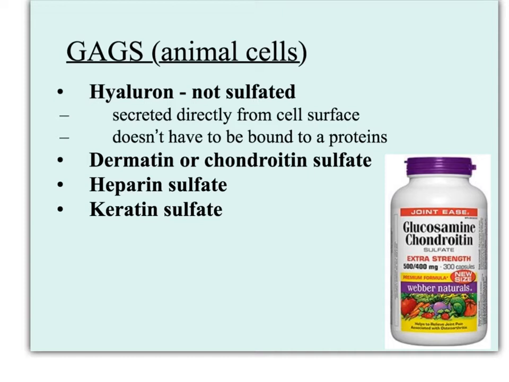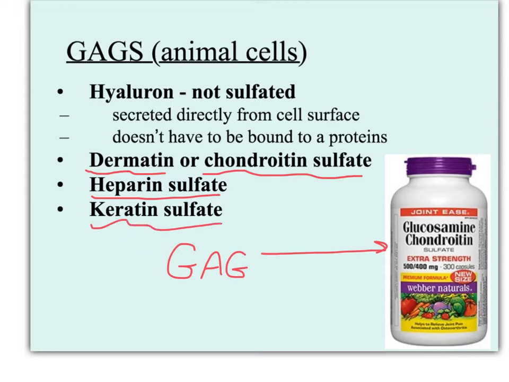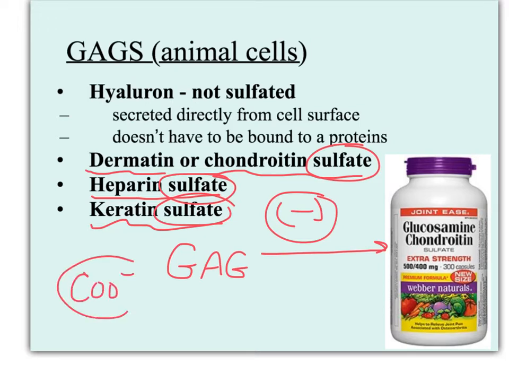You may have seen people that take this supplement, glucosamine and chondroitin sulfate. Well, guess what that is? That's GAGs. Glucosamine and chondroitin sulfate are GAGs. Here I'm listing for you some of the GAGs that are found in animal cells. Here's the chondroitin sulfate. There's also dermatan, heparan sulfate, keratan sulfate. All of these sulfates have that really negative charge on them. Some of the GAGs will also have the carboxyl groups, which are also negatively charged.